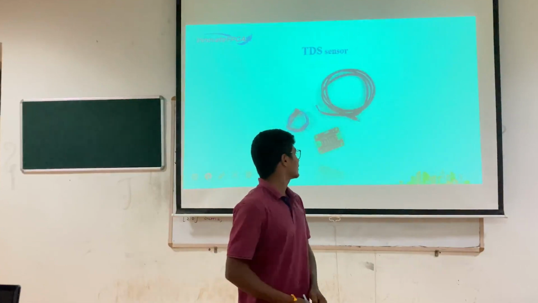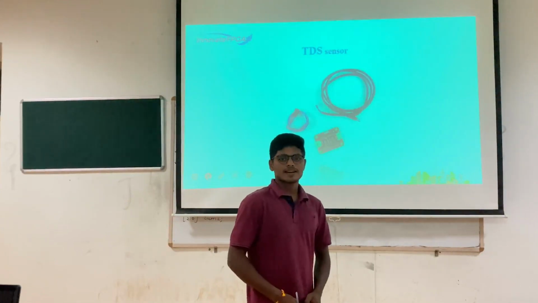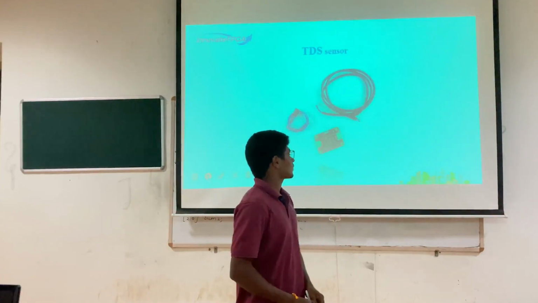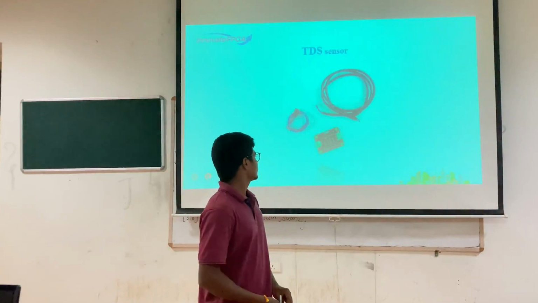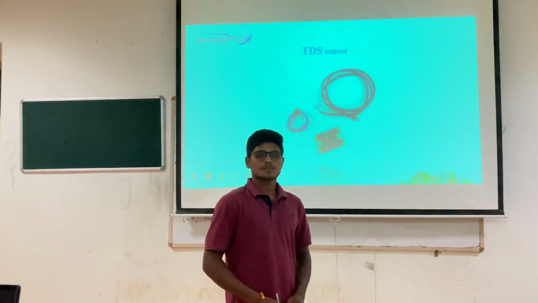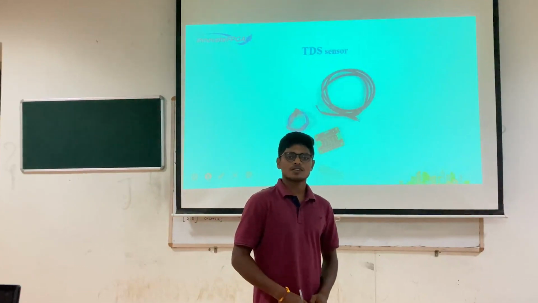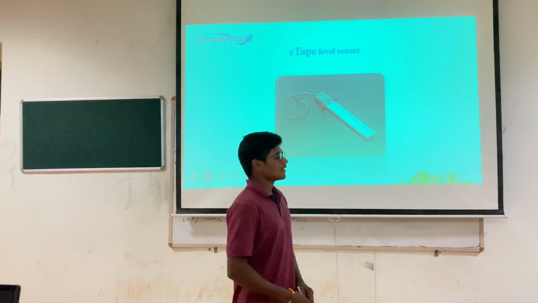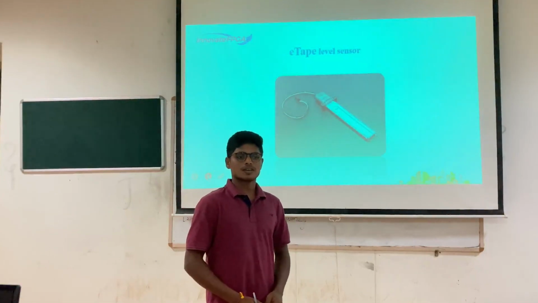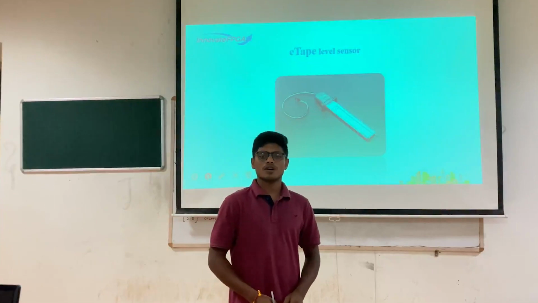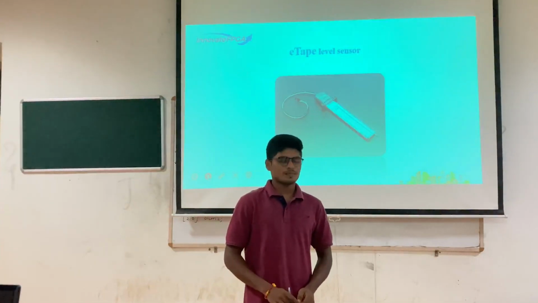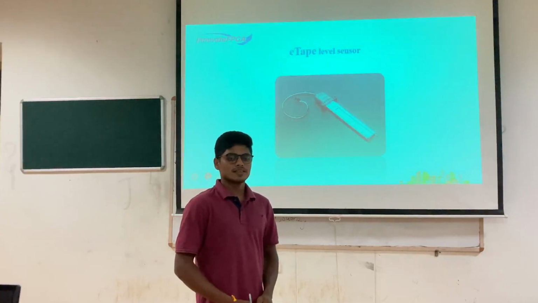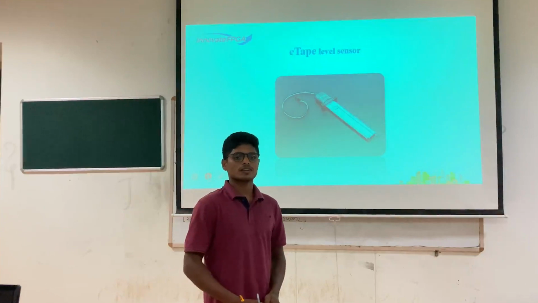The TDS sensor, total dissolved solids. From this sensor, we collected electrical conductivity for calculating the salinity content in the soil. Through this salinity content, a farmer can know the percentage of salts in the soil. Then the E-tape level sensor. By using this E-tape level sensor, we calculate the length of water, meaning the level of the water from the crop level. For some types of crops, it is necessary to maintain some level of water for better yield.